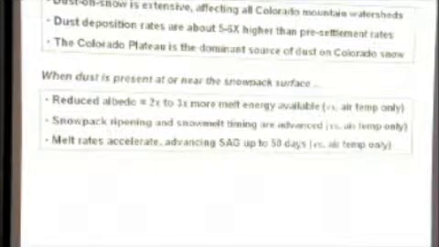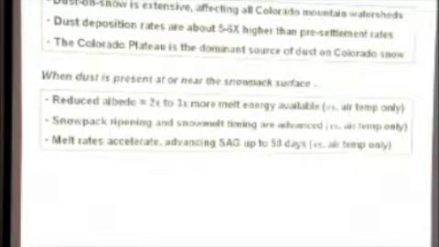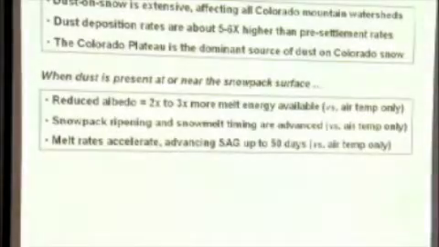Then we know that when dust is present at or even near, even within a few inches of the snow surface, the reduced albedo is going to result in 2 or 3 times more melt energy available to the snowpack compared to the effects of air temperature only, or in the absence of dust.